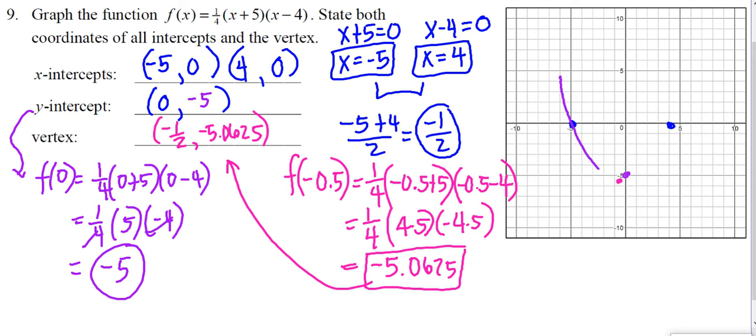And connect. Because this is facing up, our vertex should be the lowest part of our graph. So this one is the minimum value, as what we call it in the previous section.